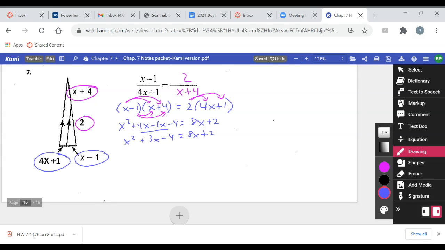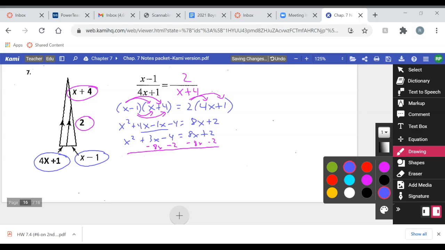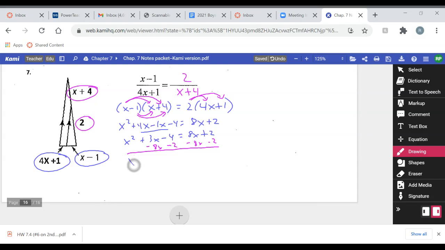Okay, from there, if I go ahead and subtract 8x from both sides, I'm going to show what I'm doing here. I'm subtracting 8x from both sides. I'm going to subtract 2 from both sides. And that is going to give me x squared minus 5x minus 6 is equal to 0. Okay. From there, I can factor and solve.